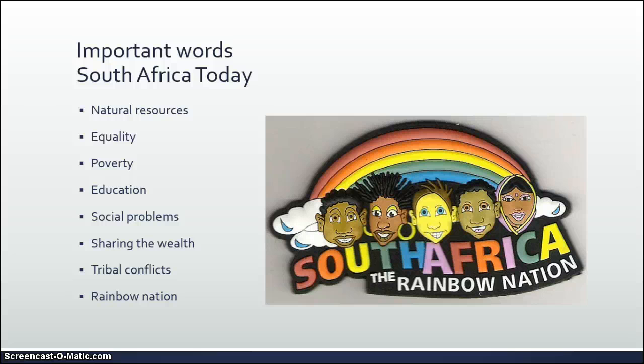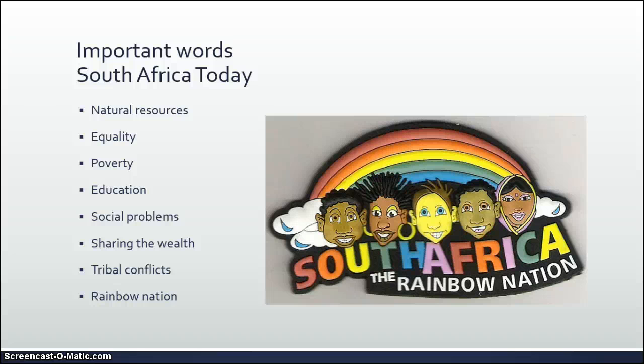Final slide is a slide about South Africa today. Today we sometimes call the nation the Rainbow Nation because the population is put together with a lot of different colors. That's why the Rainbow Nation. It's still a rich country when it comes to natural resources. It's still a country trying to create equality. They have the right to vote, but there's a lot of poverty. Some people are very, very rich and some people are very, very poor.